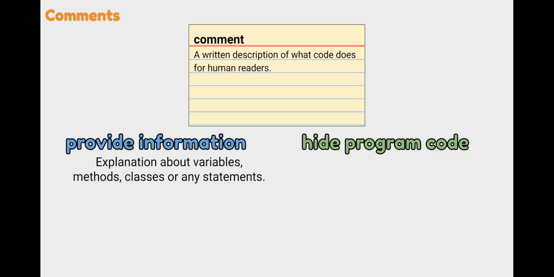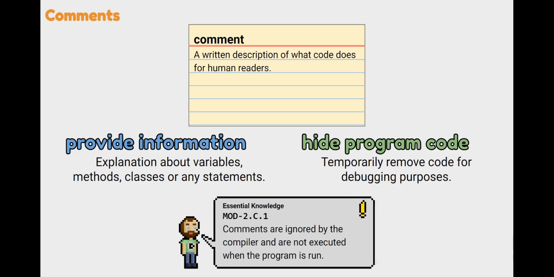The other reason why we write comments is to hide program code, and this is to temporarily remove code for debugging purposes. This aligns with our essential knowledge: comments are ignored by the compiler and are not executed when the program is run.